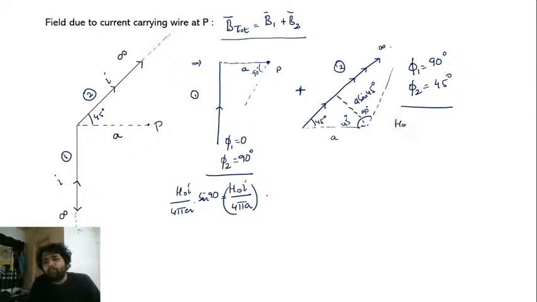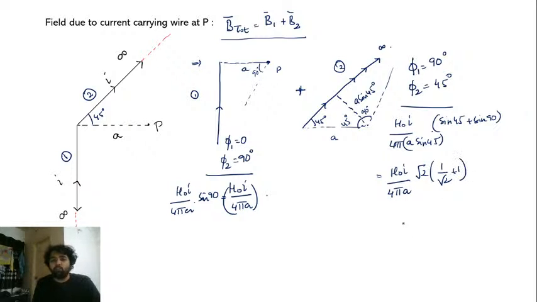So now we can apply the formula here, mu naught I by 4 pi into r perpendicular, which is a sine 45, into sine 45 plus sine 90. तो ये कितना हुआ, mu naught I by 4 pi a into root 2 हो गया, because sine 45 is 1 by root 2, and you get 1 by root 2 plus 1. So simply you will get mu naught I by 4 pi a into 1 plus root 2.